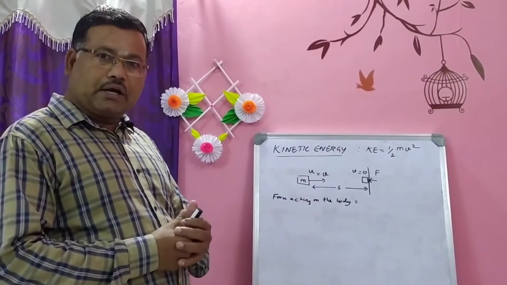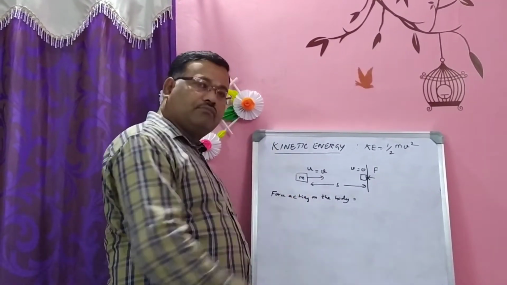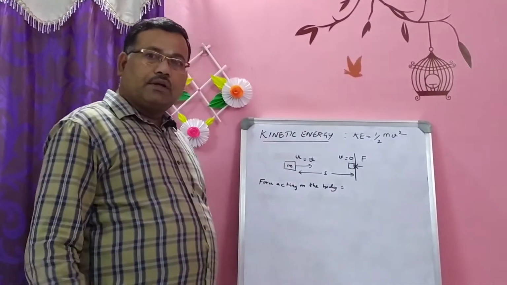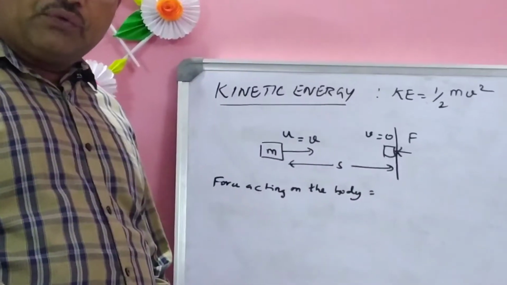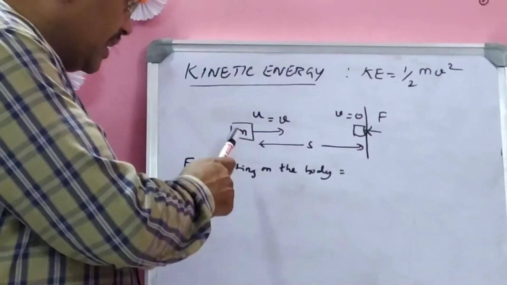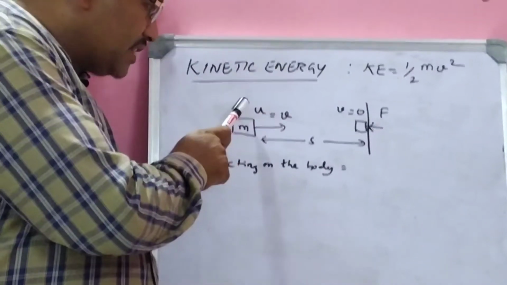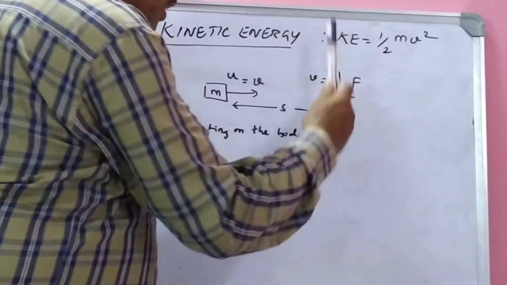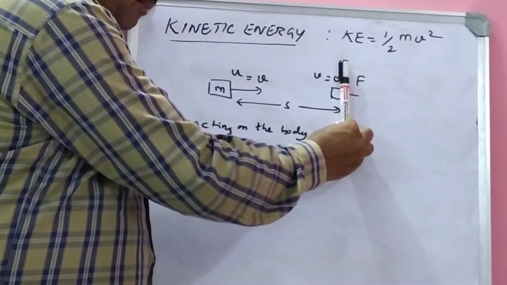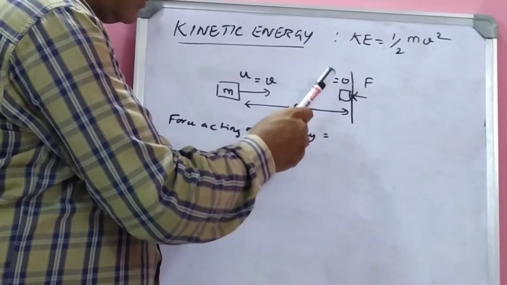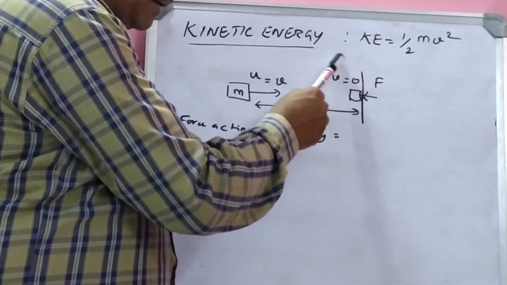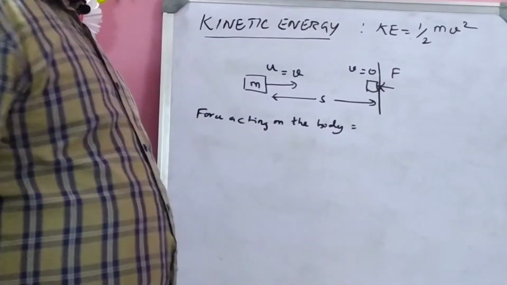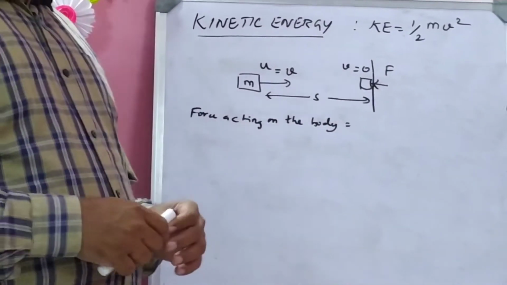Suppose we are considering a body of mass m, which moves with initial velocity v. Normally we use the symbol u for initial velocity, but here we say it moves with velocity v. So initial velocity u is equal to v. After applying some force to stop the body, the body comes to rest. When it comes to rest, what is the final velocity? It becomes 0, after traveling a distance.